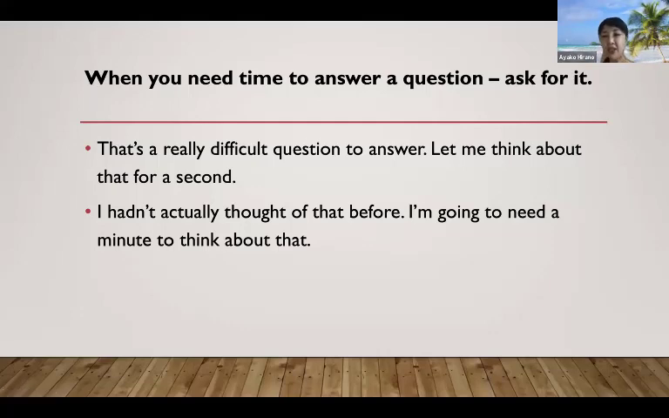Okay, please read the second one. Yes, teacher. Yes. I had not actually thought of that before. I'm going to need a minute to think about that. Yes, I'm going to need a minute. A minute means a little time to think about that. Okay, you can use this expression.